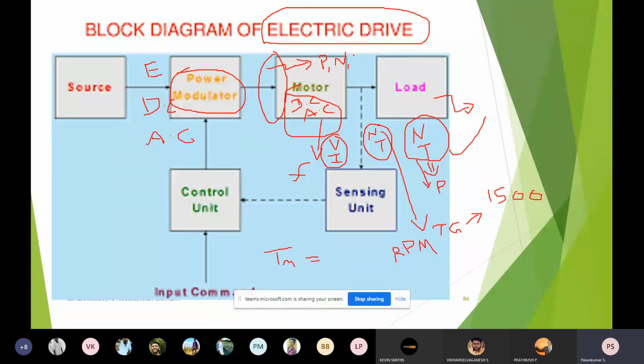I have to give a current. The maximum load current permissible is 10 amps. Likewise, so many things will be there. So these are the specifications of a motor. As far as the power modulator is concerned, the load is the motor. As far as the motor is concerned, the load is the mechanical load. So these specifications can be provided by the power modulator irrespective of the type of the source.